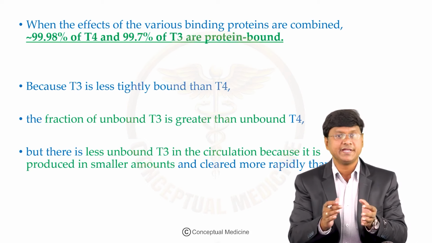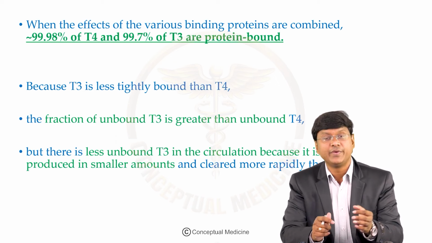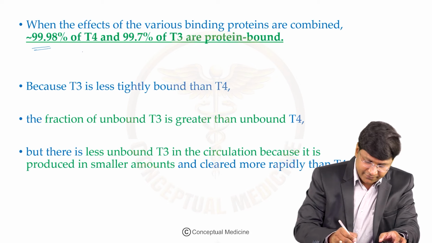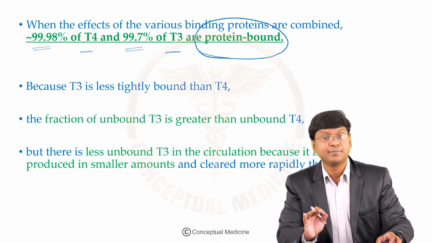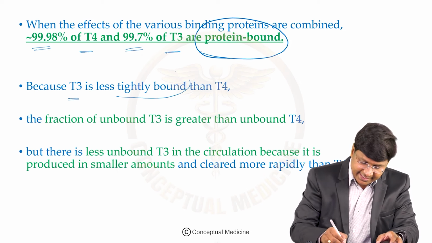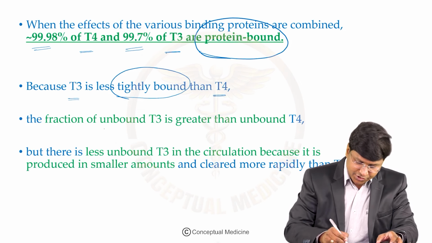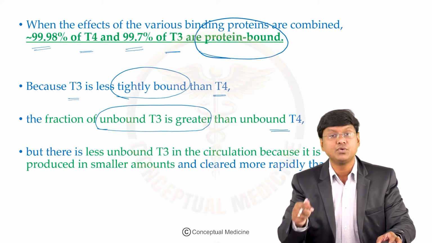When the effect of various binding proteins like thyroxine binding globulin, transthyretin, and albumin are combined, 99.98% of T4 and 99.7% of T3 are protein bound, right? They are protein bound, and because T3 is less tightly bound than T4, the fraction of unbound T3 is greater than that of the unbound T4.